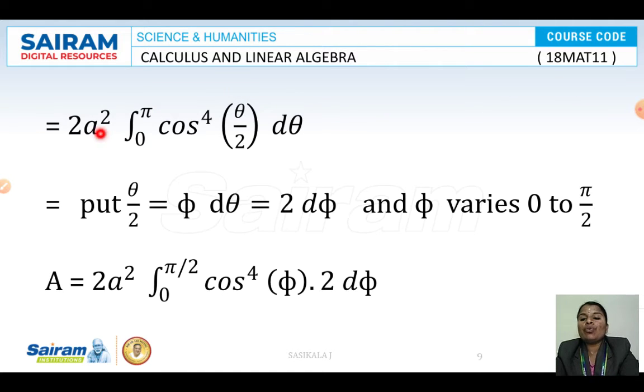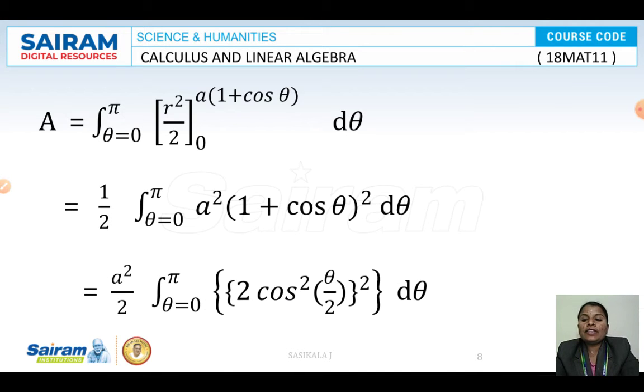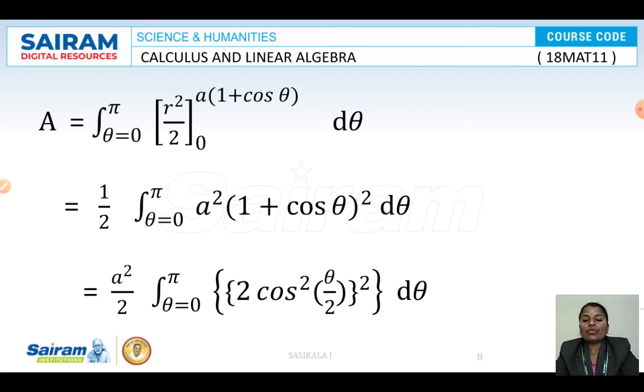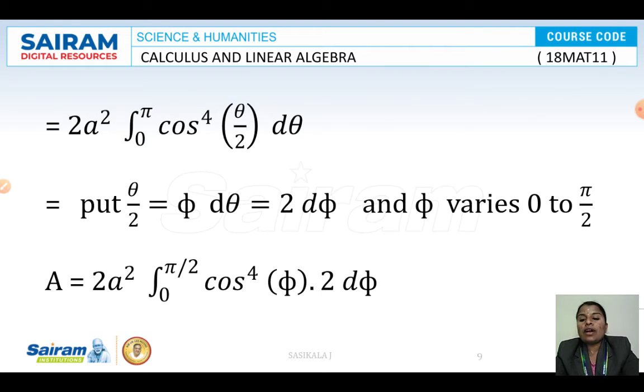So it will become 2a squared, because the 2 will get cancelled. You will get 2a squared integral 0 to pi of cos to the power 4 theta by 2 d theta. Because it is a whole square, the total is 4, so only one factor of 2 gets cancelled. Now to integrate, I am going to substitute phi for theta by 2. Theta by 2 is equal to phi, so d theta will be 2 d phi, and as theta varies from 0 to pi, phi varies from 0 to pi by 2.